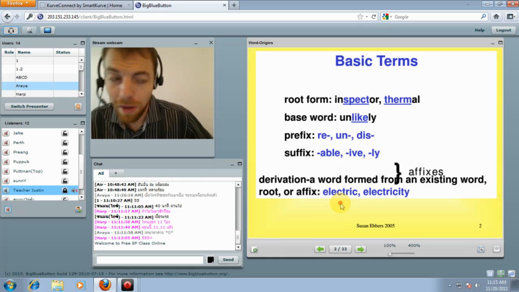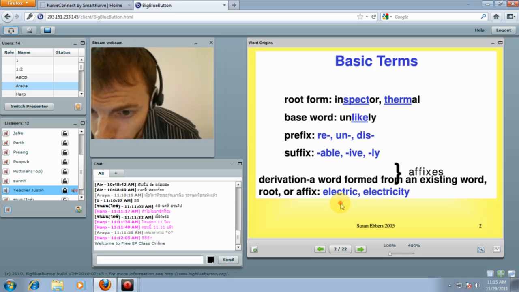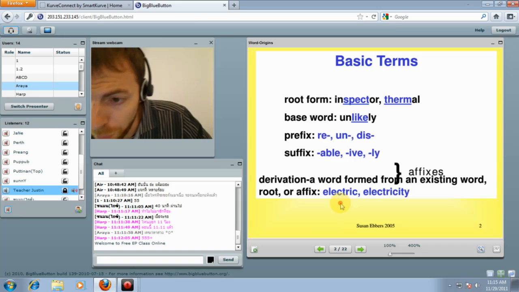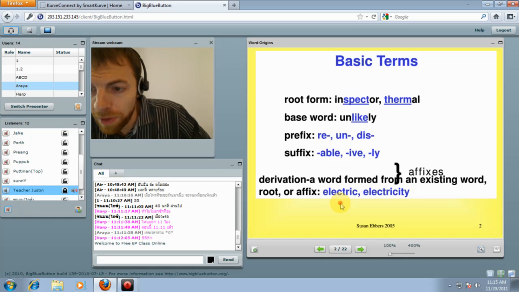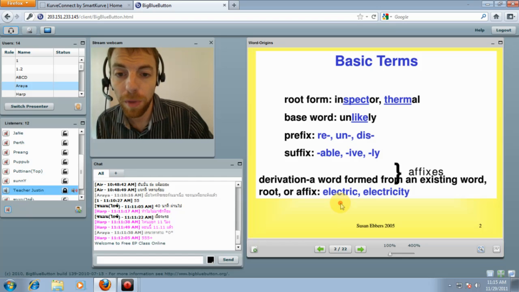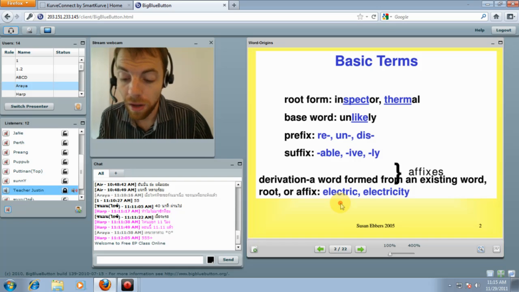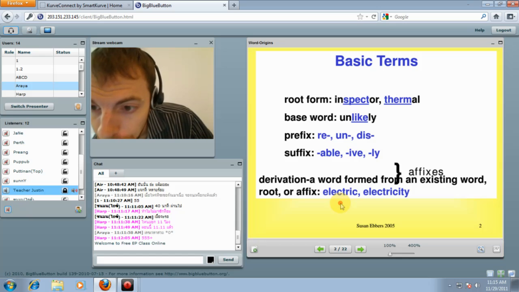All right, basic terms we need to know here. A root. So a root form is basically a part of a word, usually in the middle, that comes from another language and that we will learn about a little more.